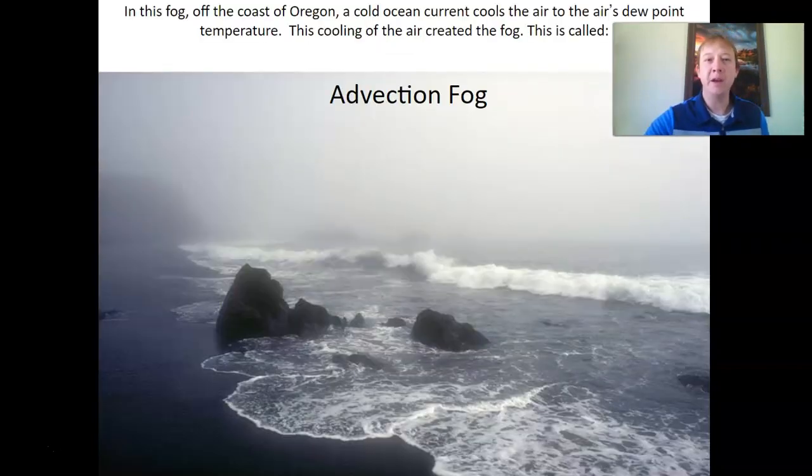Okay. So with advection fog, when we see coastlines like off the coast of Oregon here, a cold ocean current cools the air, so the air's temperature is cooler. That cooling creates this fog. As that cooler air comes in off of that cold ocean current, we create fog, and this is a special type called advection fog.